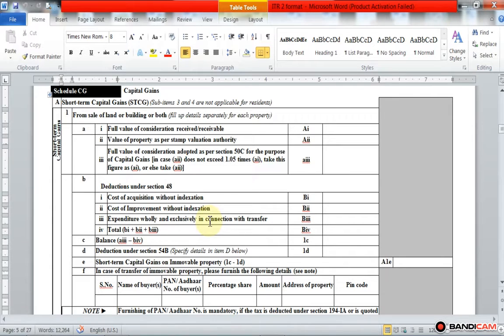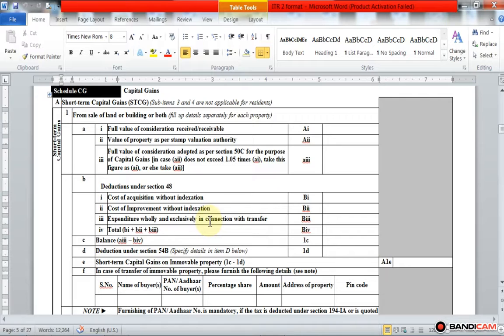Here the assessee has to furnish the full value of consideration received or receivable. Then the valuation by the government. The valuation of land and building as per government is also furnished by the assessee in this form. Then the assessee will get a deduction under section 48 in respect of acquisition of such property, development of such property, and expenditure incurred on transfer or sale of the property, which are deducted from the consideration. Then we get the balance amount of property.